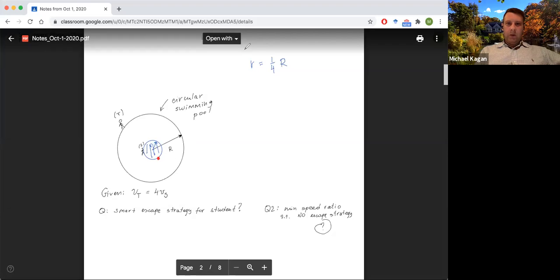So this red dot represents, without loss of generality, we can assume that the student starts here. Starts at the smallest circle. Opposite side to teacher.